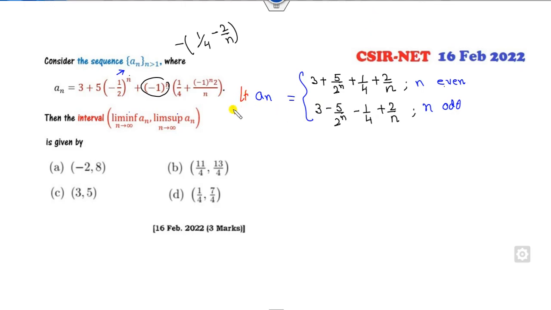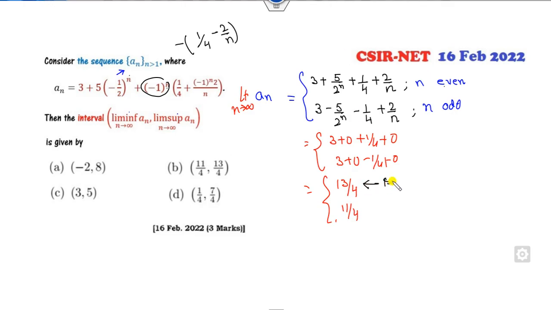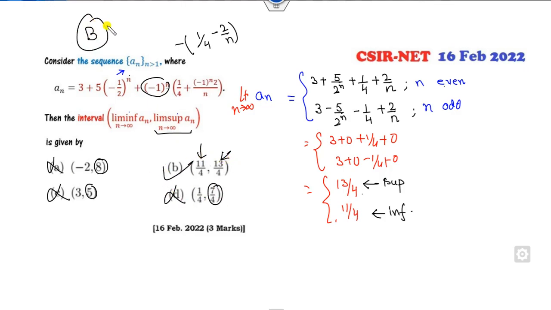Then take the limit as n approaches infinity. So 3 plus 0 plus 1 over 4 plus 0, and 3 plus 0 minus 1 over 4 minus 0. So it's 12 plus 1, 13 over 4, and 11 over 4. Clearly this is the maximum value, so this is my supremum, and this is my infimum. So the supremum is 13 by 4 and the infimum is 11 by 4. 8 is cancelled, 7 by 4 is cancelled. 13 by 4, 11 by 4: B is the right answer.